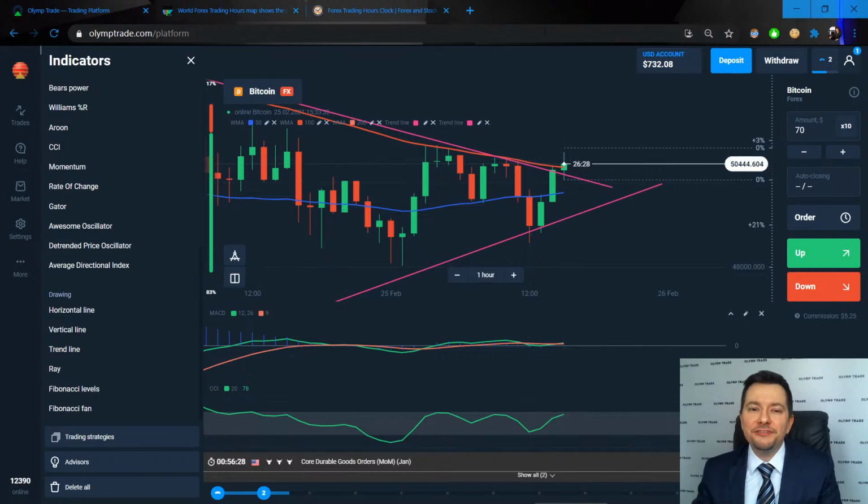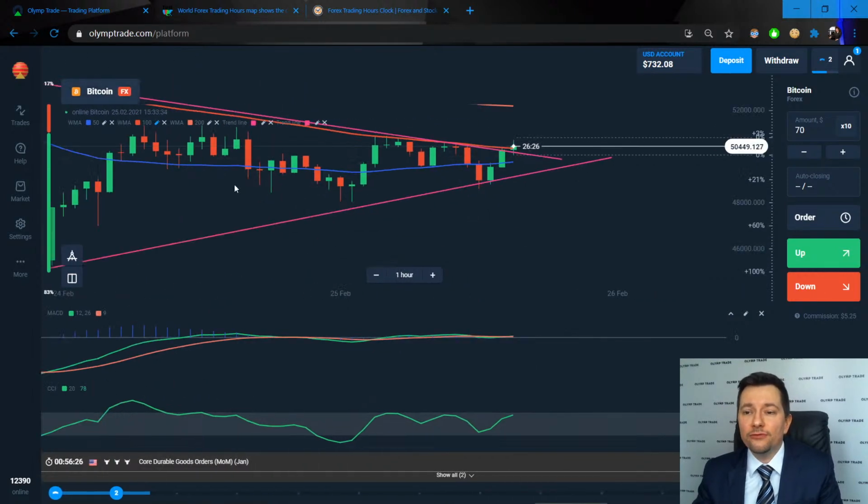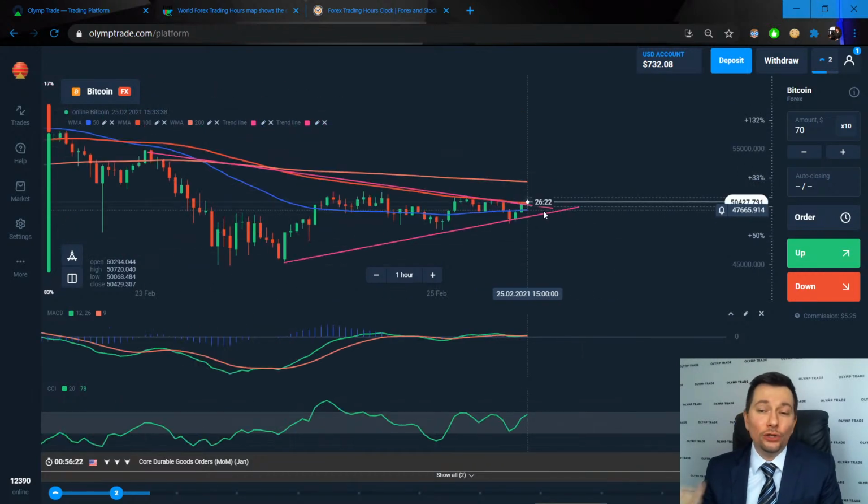Now, if you're trading FTT on the Olymp Trade platform, remember that the maximum you have is 23 hours. So if you want to catch a long-term move on Bitcoin, make sure to use the forex platform.